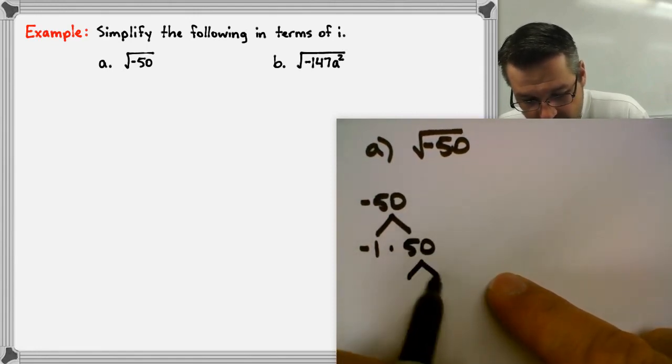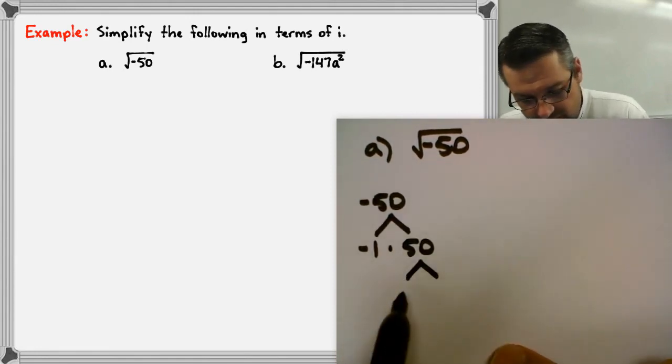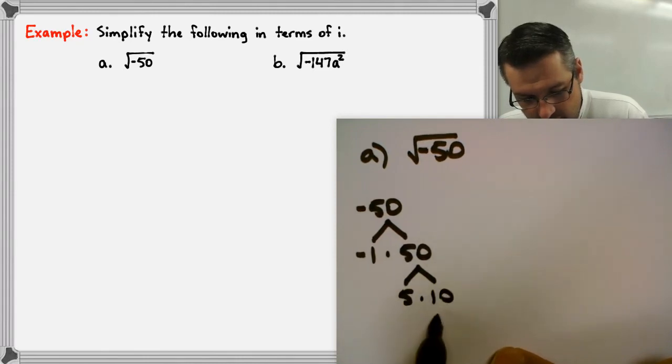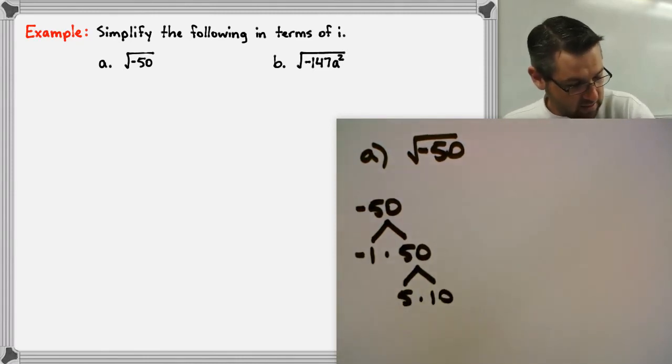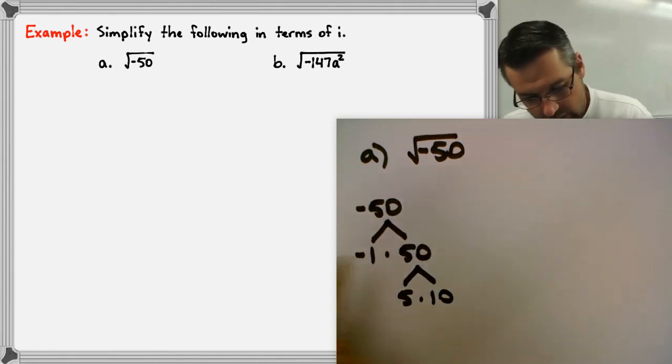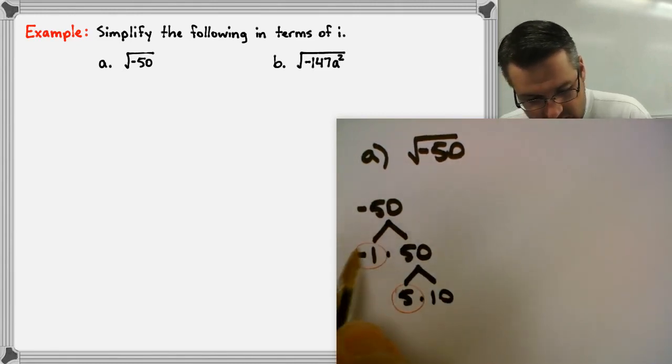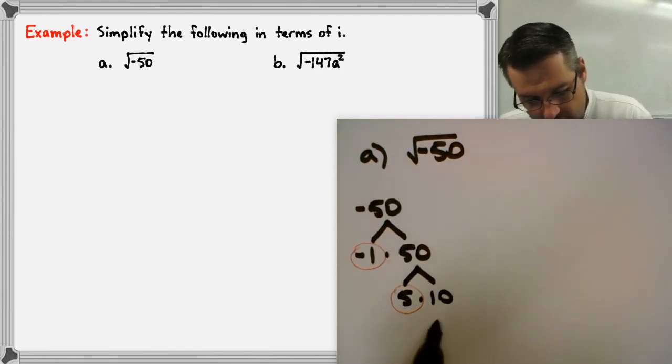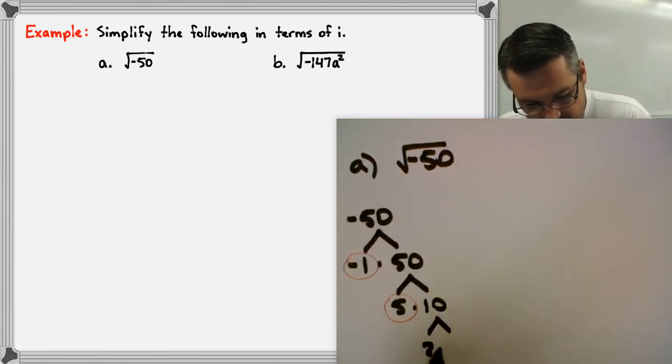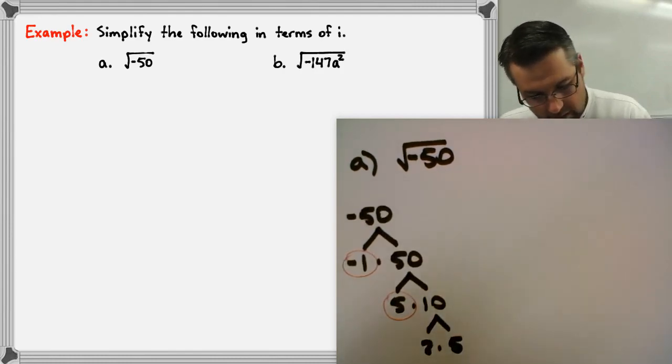Now we factor the 50 just like we normally would. 50 is 5 times 10. And 5 is a prime number, so we can circle that one. And notice -1 is at the end of the branch as well. And then 10 factors to 2 times 5. And both of those are prime numbers, okay?